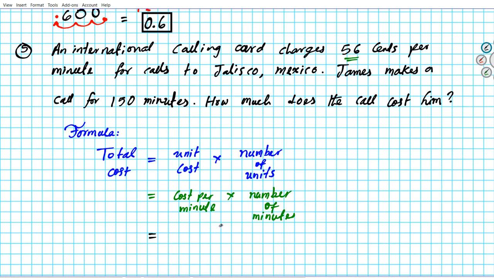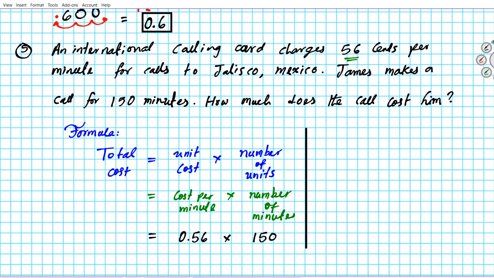So if we want to write it in terms of dollars, we can write this as 0.56. That was the cost per minute. The number of minutes is 150 minutes. So 56 cents times 150 will help us determine how much the call cost James.